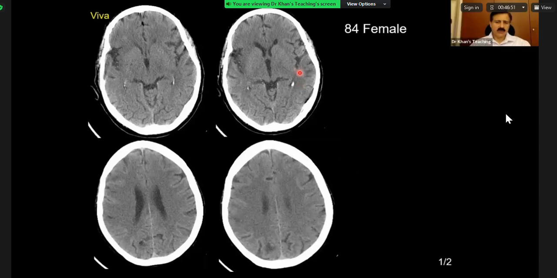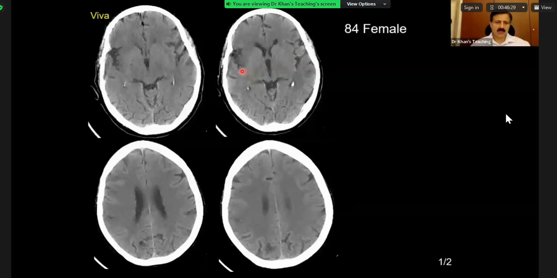Okay. So if you see here, look at this insula, and this insula is high density. So the external capsule is low density. So there is gray-white matter differentiation. Here, the insula is low density, equal to the white matter. So there is loss of gray-white matter differentiation. This is known as insular ribbon sign.